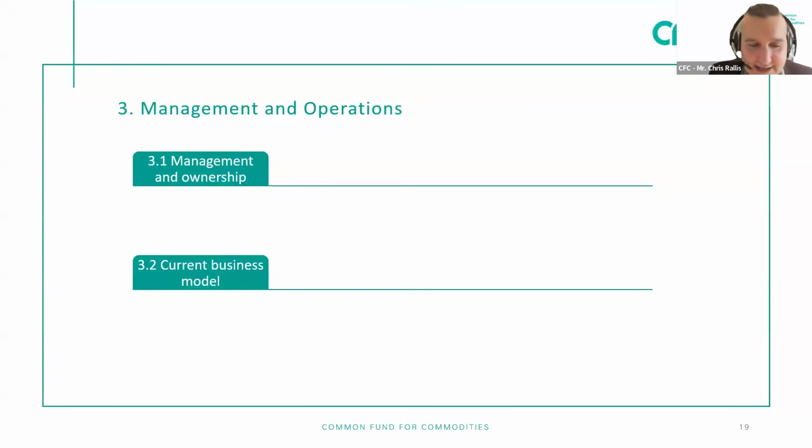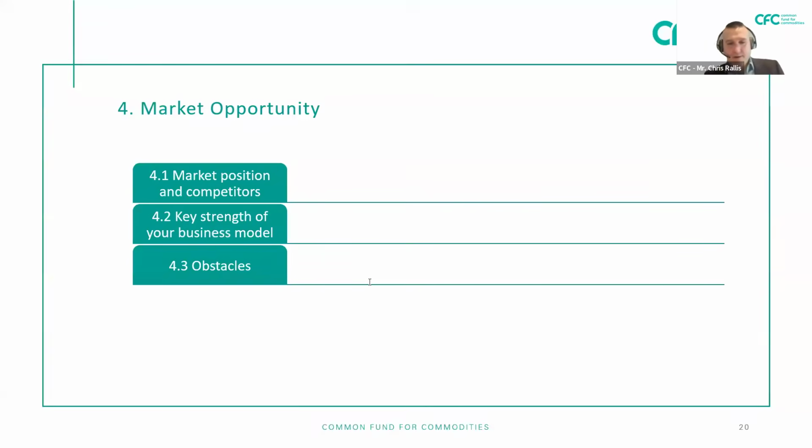And we go now to the next slide, please, which is market opportunity. Now, in general, what we ask in this chapter of the application is basically what your market and the environment where your company operates look like, and how your company fits into that market.